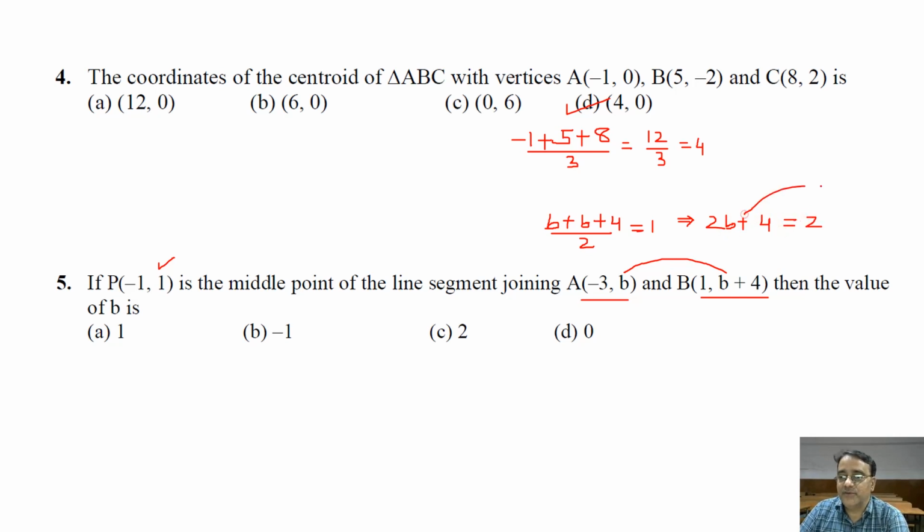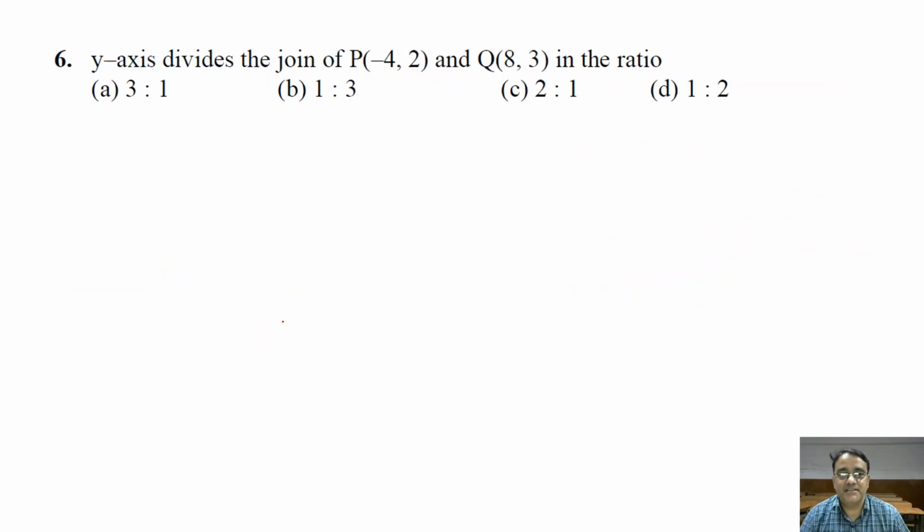So now the plus 4 you shift to this side, it will become minus 4. Minus 4, answer is minus 2. So what is the value of b? -1. -1, right. So the correct option is B. Option B. Right. Now we are moving toward question number 6.